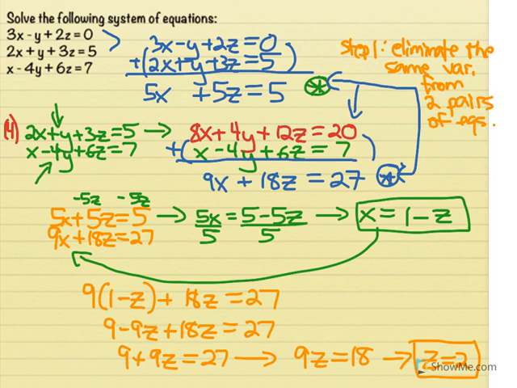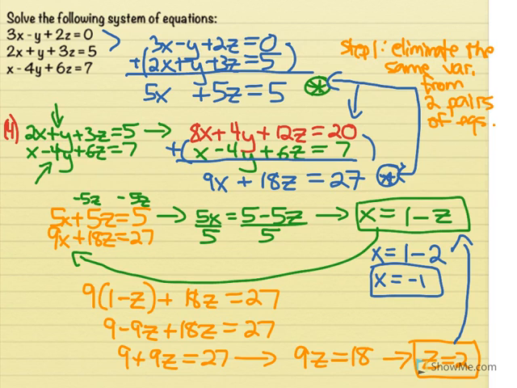Now you just work your way back up the ladder of what you did, because we went from 3 variables down to 2 variables down to 1 variable. We found that 1 variable, now put it back into the 2 variable relationship. So we said x equals 1 minus z, so x equals 1 minus 2, because z is 2, so x equals negative 1. Perfect. Now we have 2 variables. We're just looking for that third, so you can put it back into any of the first 3 equations.